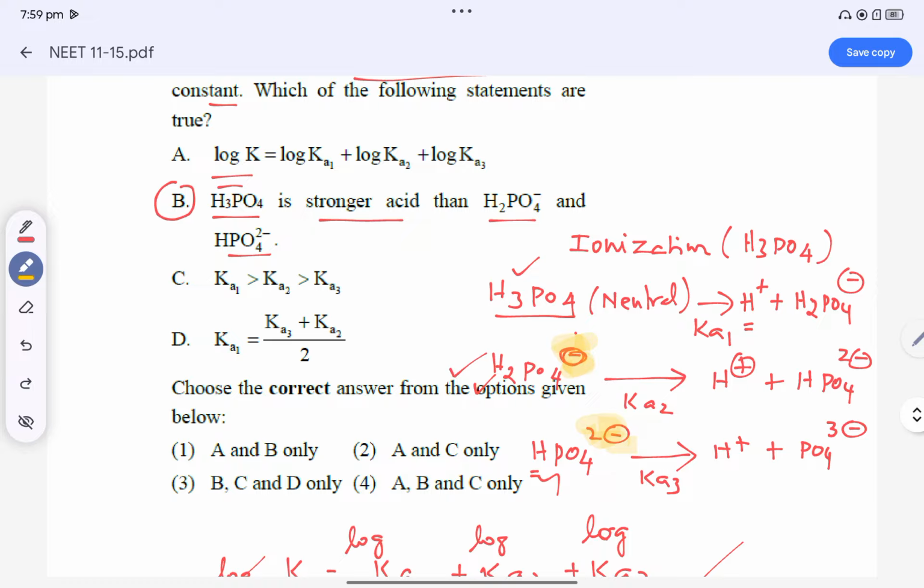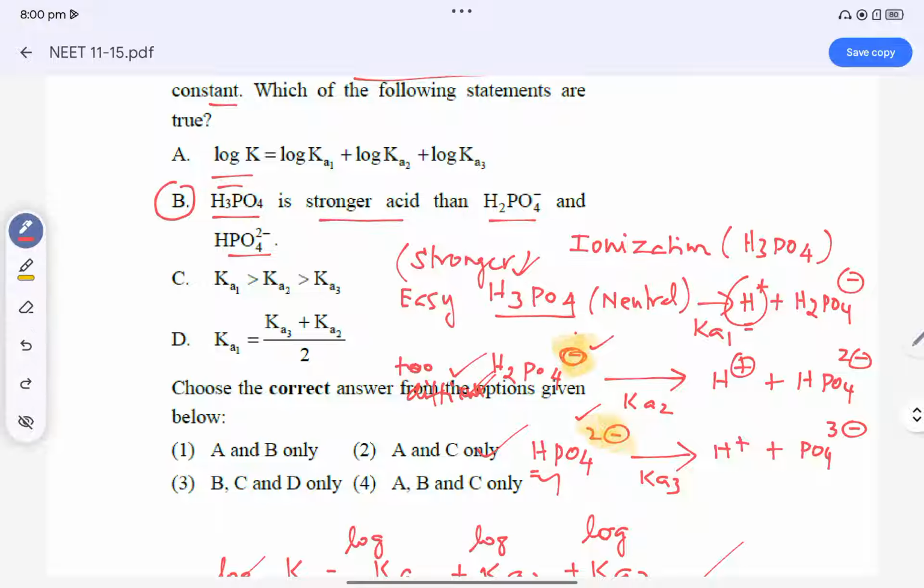Removing a hydrogen from a charged compound is very difficult, but from a neutral one we can remove hydrogen easily. So this process is easy, and this is too difficult. Why? Because it is charged. We have an anion here, this is 2 minus. It is too difficult. So the one from which hydrogen is removed easily will be the stronger acid. The hydrogen ion easily released from the neutral one is the stronger acid. So this statement is true.